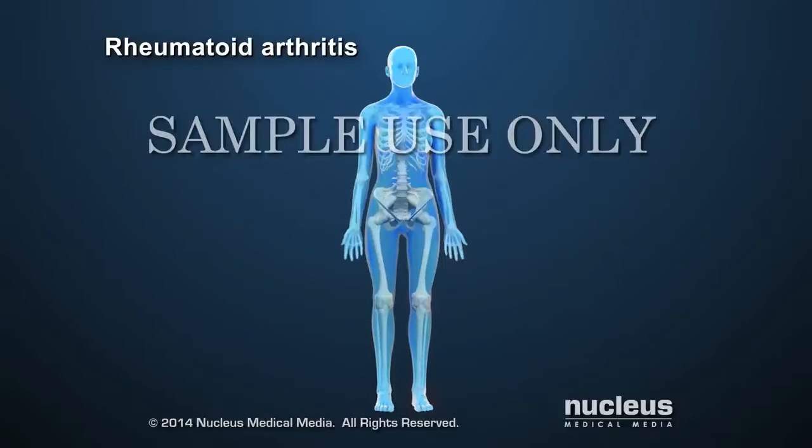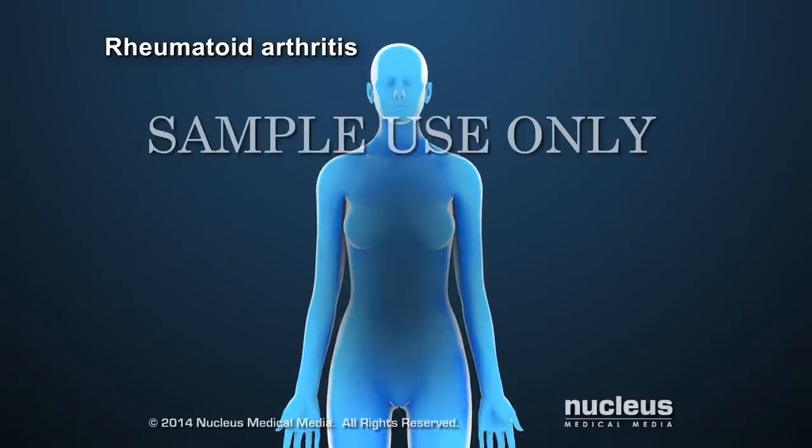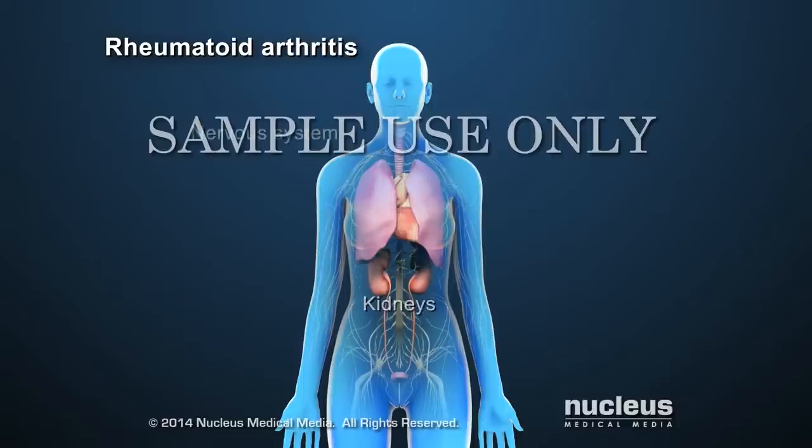Rheumatoid arthritis is the second most common type of arthritis. The joints most commonly affected are the wrist, hand, knees, ankles, and feet. It typically occurs on the same sides of the body. It can also affect other organs of the body such as the eyes, skin, heart, lungs, kidneys, nervous system, and digestive tract.